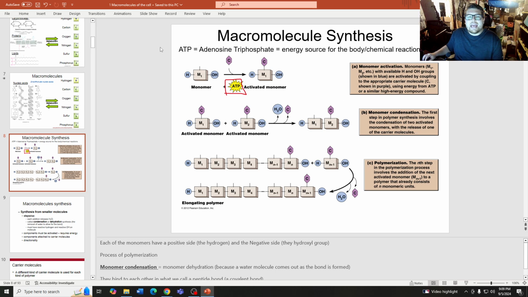Anyways, ATP is what activates the monomers. So monomers have available hydrogen, OH. OH is known as an alcohol or a hydroxyl group.